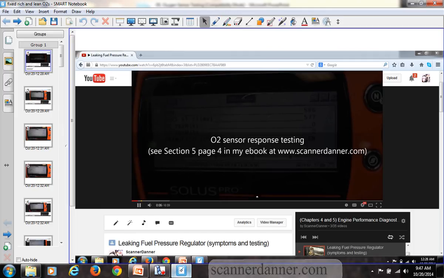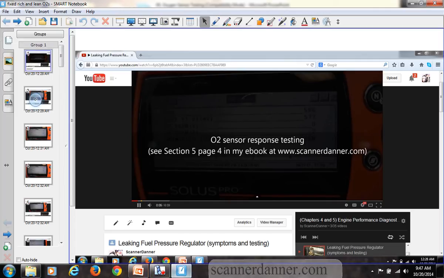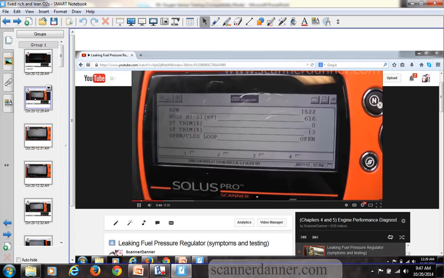So, O2 sensor response testing in this car, as we see right here: leaking fuel pressure regulator. What do I have listed in my book? Ruptured fuel pressure regulator diaphragm. That's where we're going with this video. Next page. O2, what do we see? I don't see a flat line on that O2 at this point. This is a still capture.